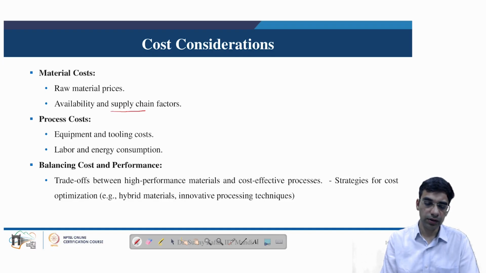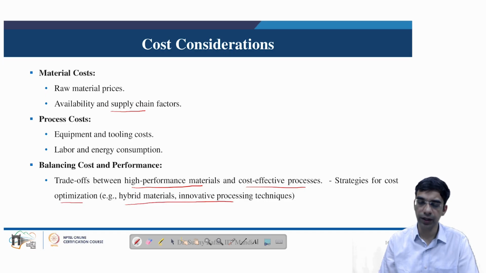Then process cost, where equipment and tooling cost also bring in enhanced cost of manufacturing, and labor and energy consumption cost also play a very important factor in the process cost. So balancing cost and performance is important from the aspect of managing cost considerations. A trade-off between high performance material and cost effective processes may be needed, and we may employ strategies for cost optimization, for example hybrid materials or innovative processing techniques.